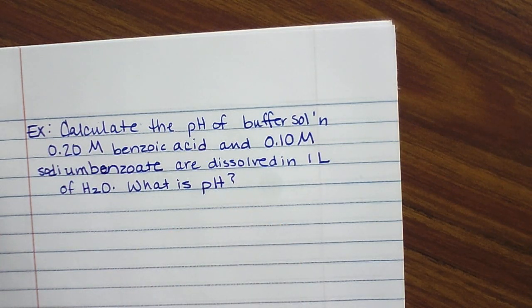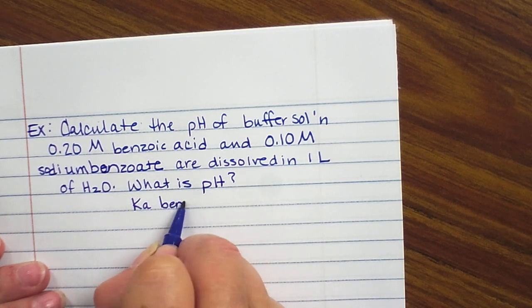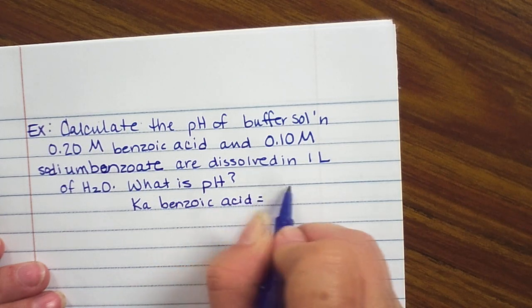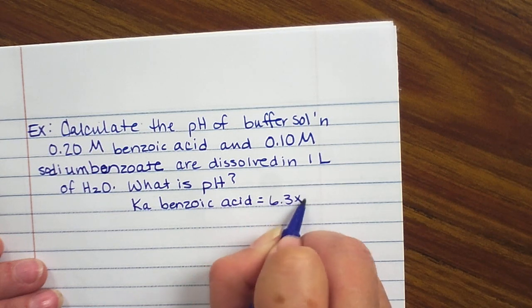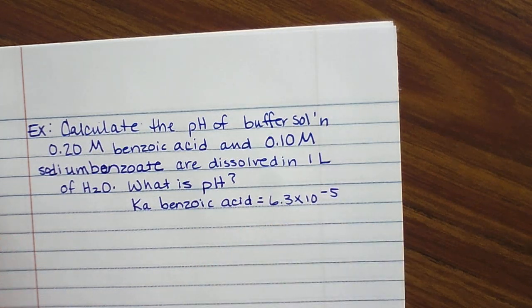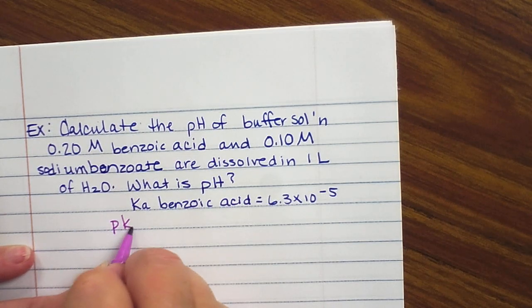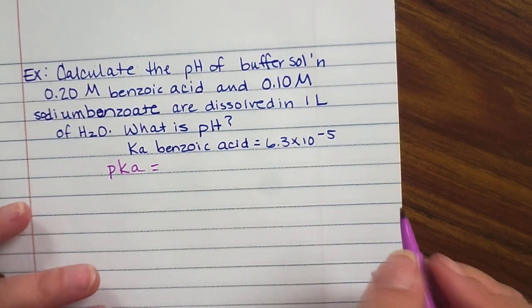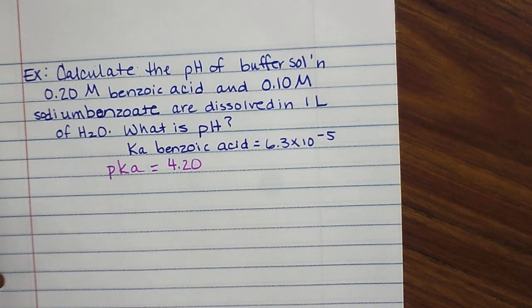Okay, so first, the Ka for benzoic acid is equal to 6.3 times 10 to the minus 5. Okay, so the first thing that I did was I said, well, since I'm finding the pH, I'm going to need the pKa, so I'm going to figure that out because that'll make me feel good. So I did that. The pKa was 4.20. So that was nice.